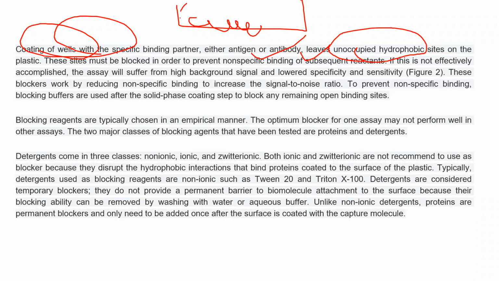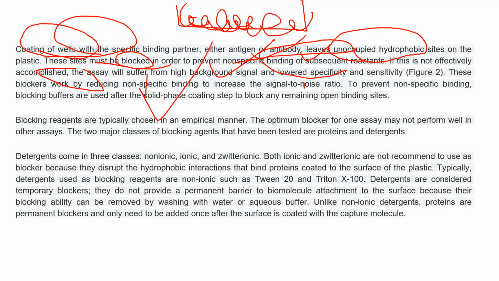So what happens is they have some hydrophobic sites, and these sites must be blocked to prevent non-specific binding. Otherwise there will be more noise, right? So we have to add some blockers that we already discussed. The blocking agent is BSA, skimmed milk, and so on, so that it will reduce the non-specific binding and increase the signal to noise ratio, right?